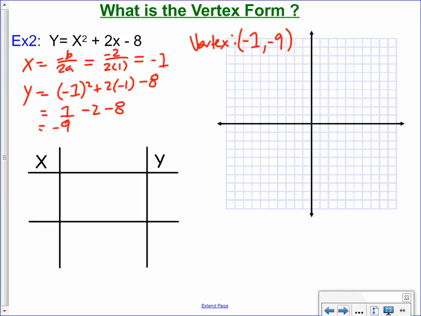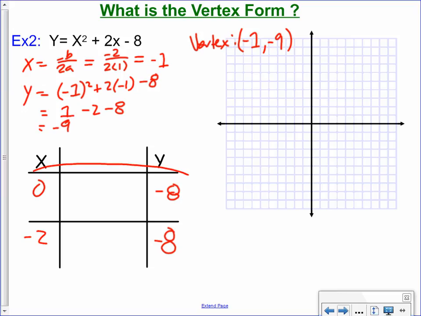Find me 2 more points. You don't have to find 2 points, you just need 1, but find 2 points. I'll show you for a reason. What you got? 0, negative 8, and negative 2, negative 8. So that's pretty normal. Now, you just have to pick one, but the clue is pick the easy one. I like the 0.